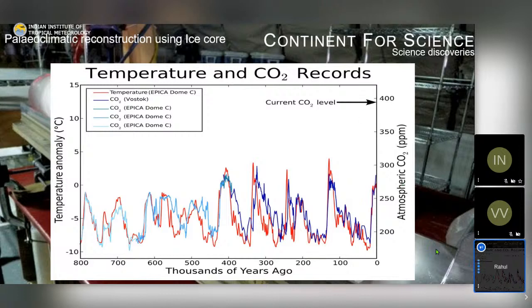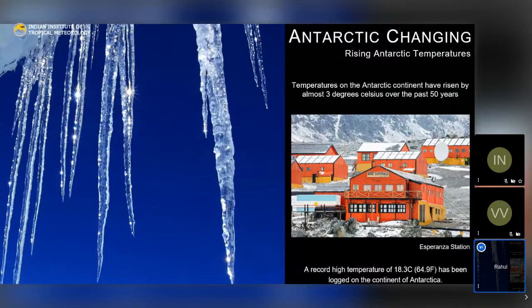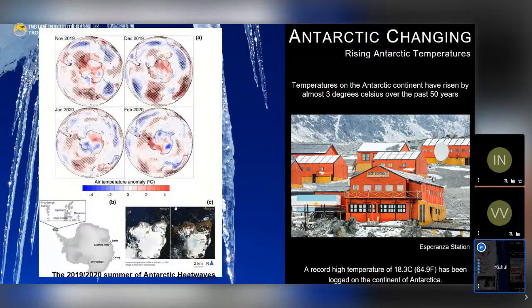So is Antarctica really warming up? Let's see the recent reports. The recent report, which was brought out in February, March, is that the Esperanza station recorded about 18.3 in the month of January. And the temperature on the Antarctic continent has risen by almost 3 degrees in the past 50 years. That is not all. So this was the first report, and what I'm going to show you is still worse. This paper came a couple of weeks back, which says that 2019-20 was a summer of Antarctic heat waves.